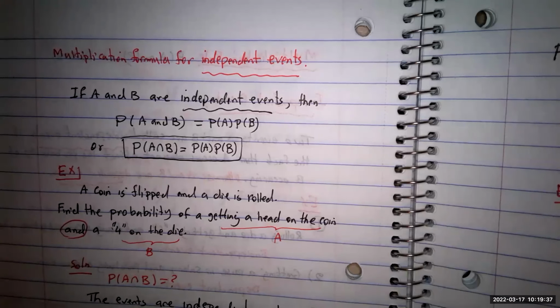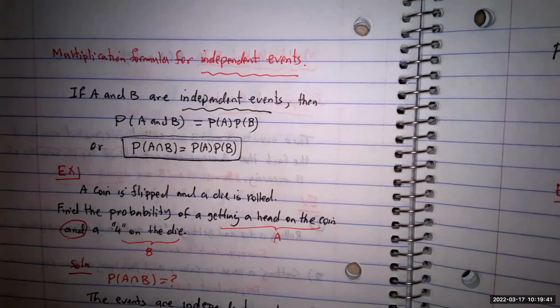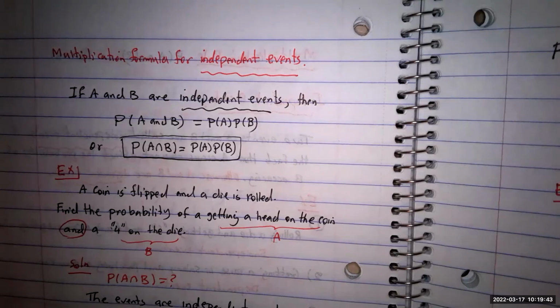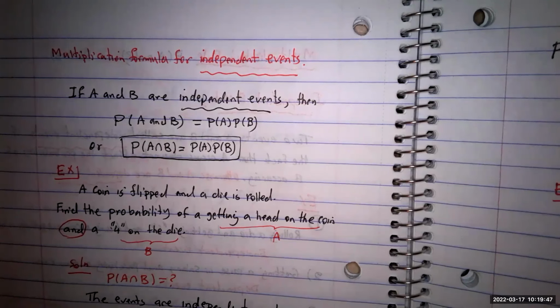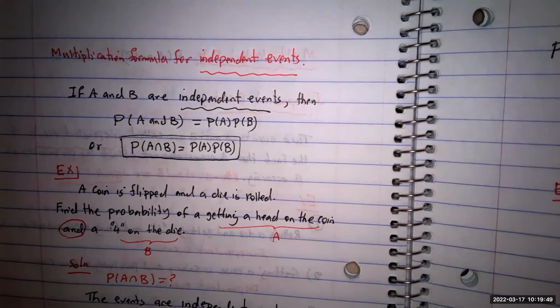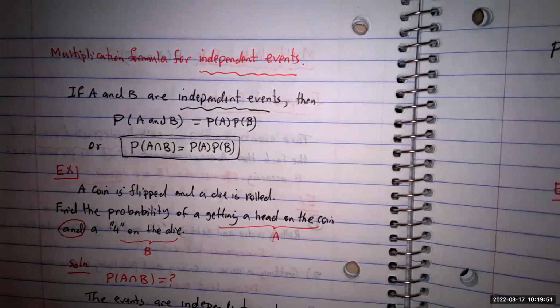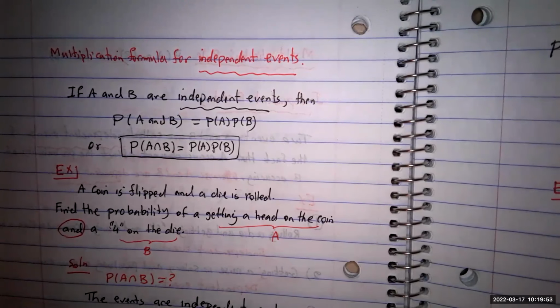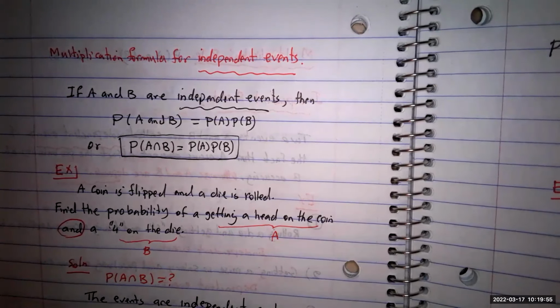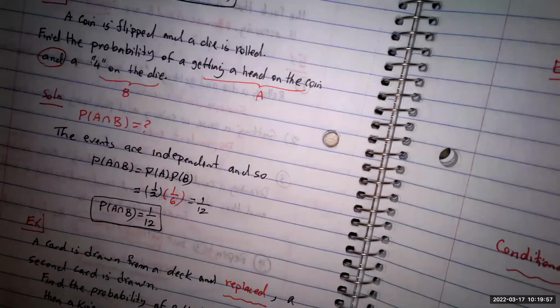This formula can also be extended. If you have 3 events, 4 events, then you just multiply them together. You see, if you get 4 events, it's going to be the probability of the first one times the second one, the third one, the fourth one. So that would be a very, very popular case. So we will give you a couple of examples.